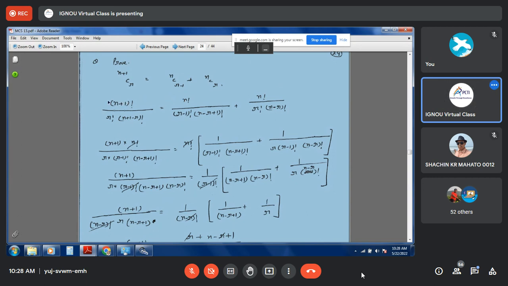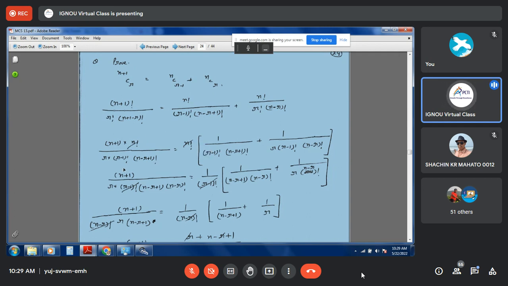So, in this next step, see, keep n plus 1 outside and the remaining is n factorial. Okay. And on the right hand side, take n factorial common. And from both sides, n factorial cancels each other.